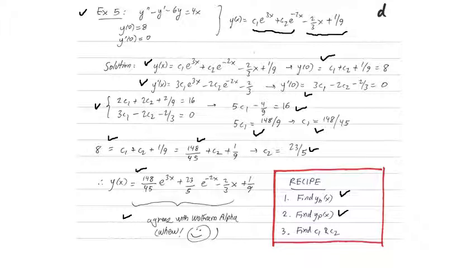So find your homogeneous solution, then find your particular solution, and then if you have some initial conditions given as well, as we saw in example 5, we take our general solution and use the general solution and the given initial conditions to determine the values of C1 and C2.